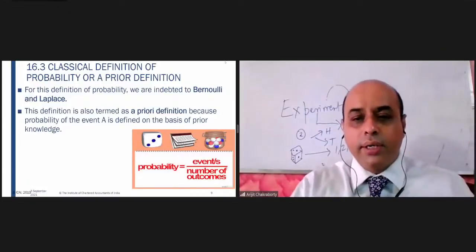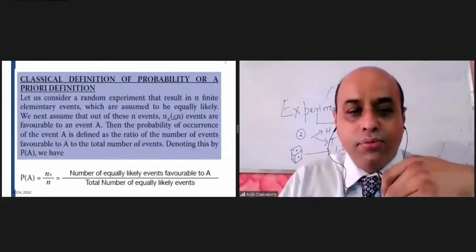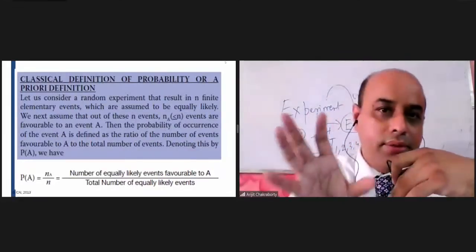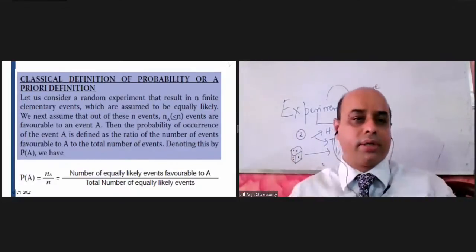So the formula is very simple. It's a fraction, event by number of outcomes. Let us look at the definition from the study material, to see what our study material is saying.